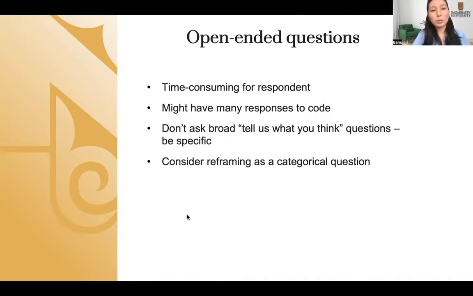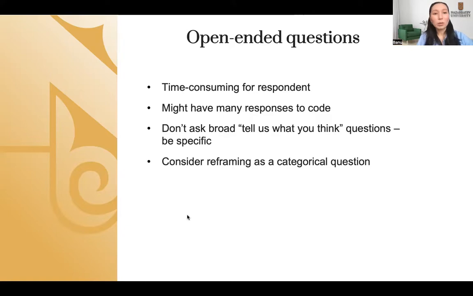But asking a very broad "tell us what you think" question is a very bad idea. Even if you're using an open-ended question, try to have a very specific, narrow focus. Tell us what you think about this service. Tell us what you think about the quality of something. Because a very broad question will yield even more challenging, more difficult to analyze results.